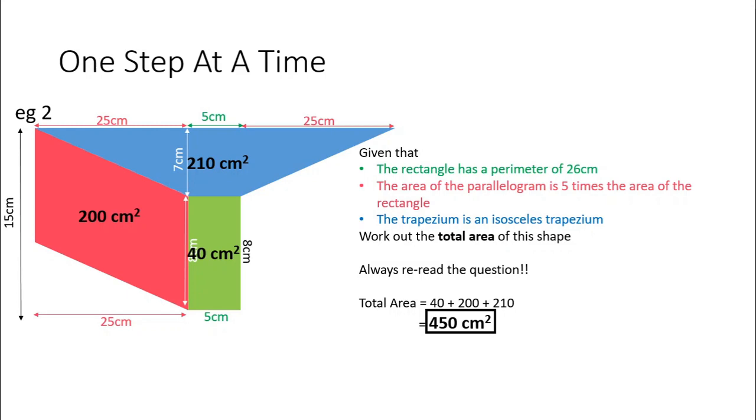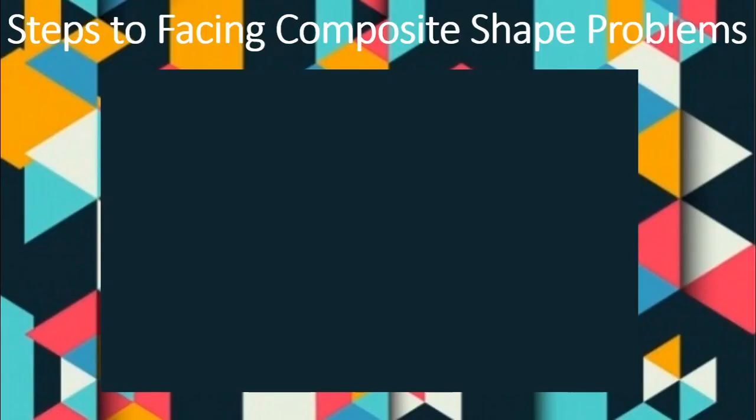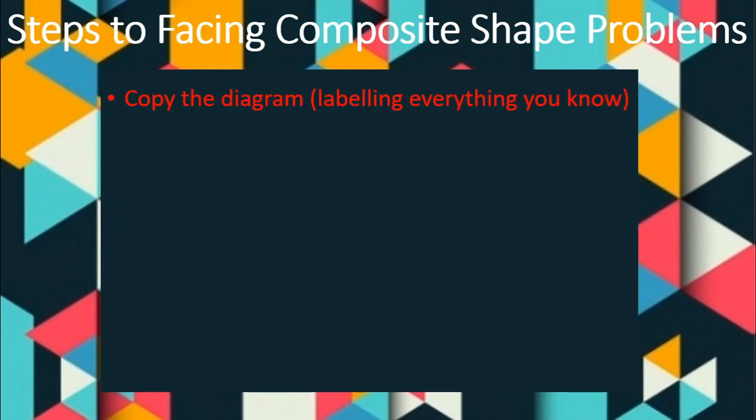Now let's just go back over those steps. Steps to tackling composite shape problems. Step 1: copy the diagram, labeling everything you know. Even if you have no idea how to start, do that, because you're going to get a lot of understanding about the shape just by copying the diagram.